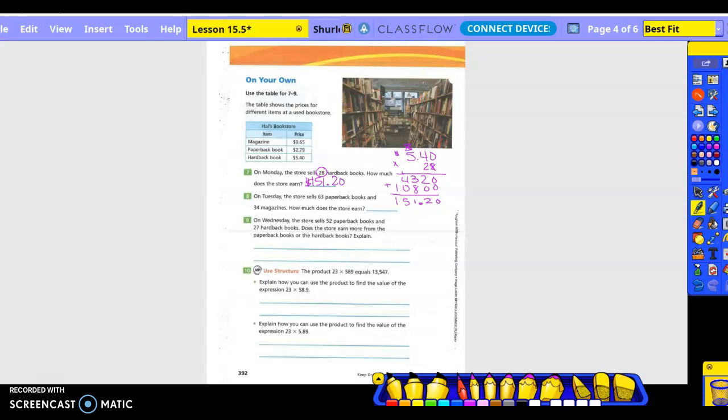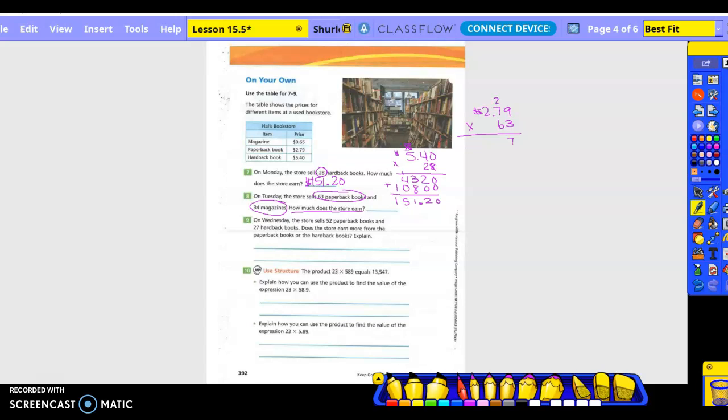On Tuesday, the store sells 63 paperback books and 34 magazines. How much do they earn? So is this a two-step problem? Yep. So 63 paperback, 34 magazines, and then they want to know how much they earn, right? So paperbacks cost how much? $2.79 times 63. 3 times 9 is 2.